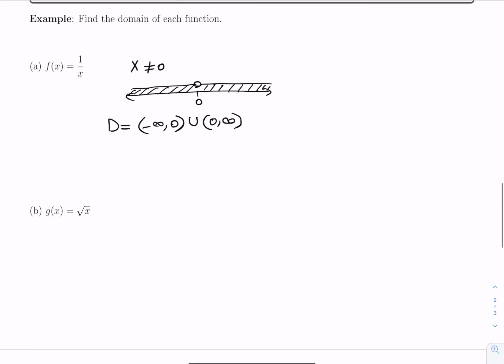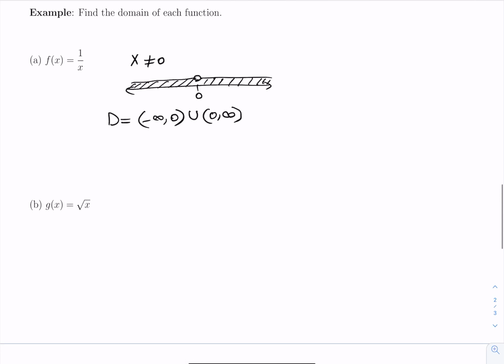And g of x equals square root of x. Square root of x would make sense if x is positive or 0, but not negative. So I need x to be greater than or equal to 0 so that g of x would be defined, that it would produce a real number. That is, all the real numbers greater than or equal to 0. Using interval notation, I have closed 0 to infinity.